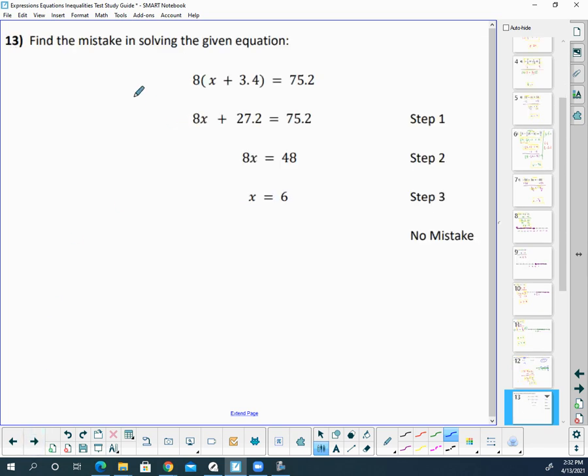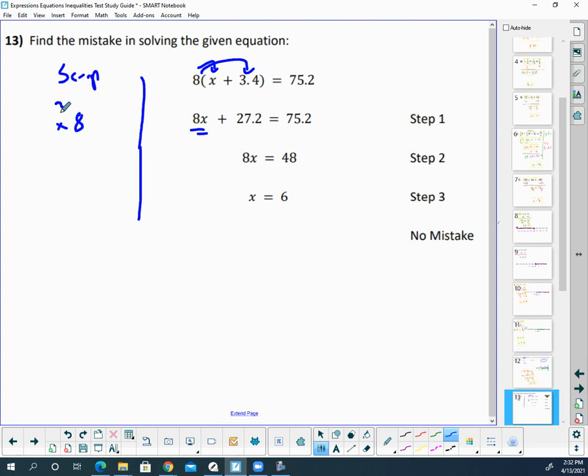Find the mistake in the given equation. Right? So looks like they're distributing here. So 8 times x is 8x. That looks good. 8 times positive 3.4. Well, let's see. I need scrap paper to do that.